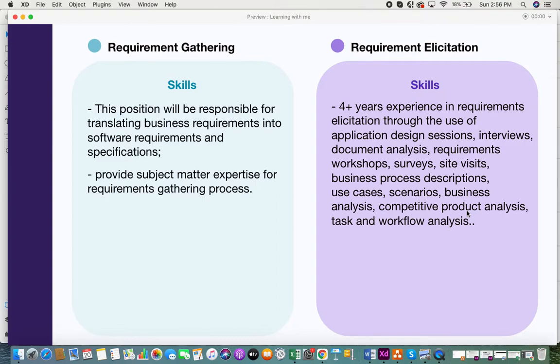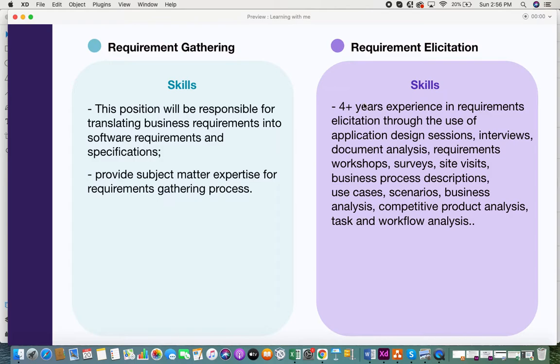So if you see all these skill sets, you can be very sure that it's all related to requirement elicitation, and you should have a high level of experience, or the skills to ask the right questions and bring out the hidden requirements. So that's what is required of you when these skills are posted. I hope you got a little understanding of the difference between gathering and elicitation.